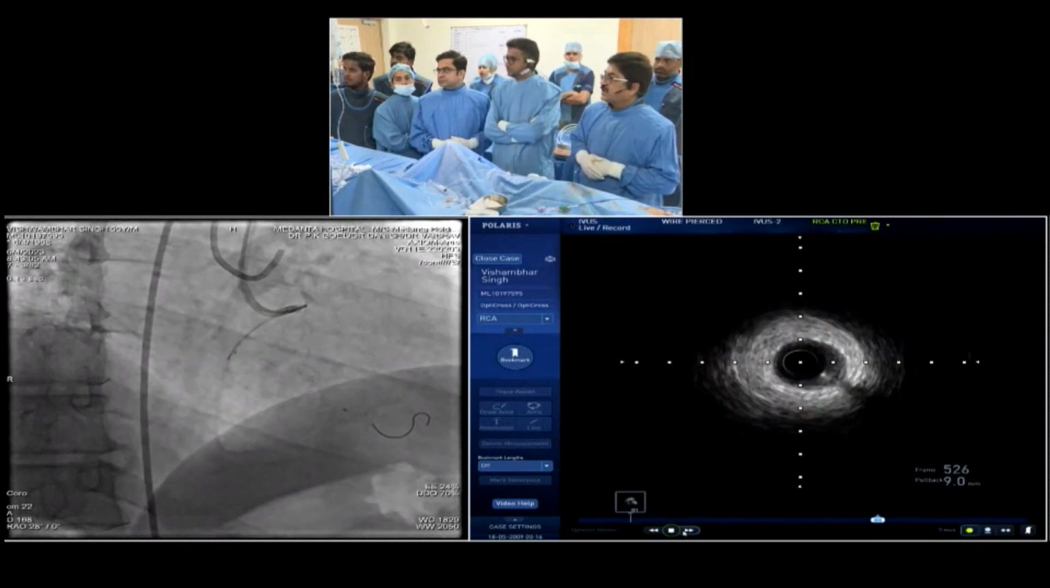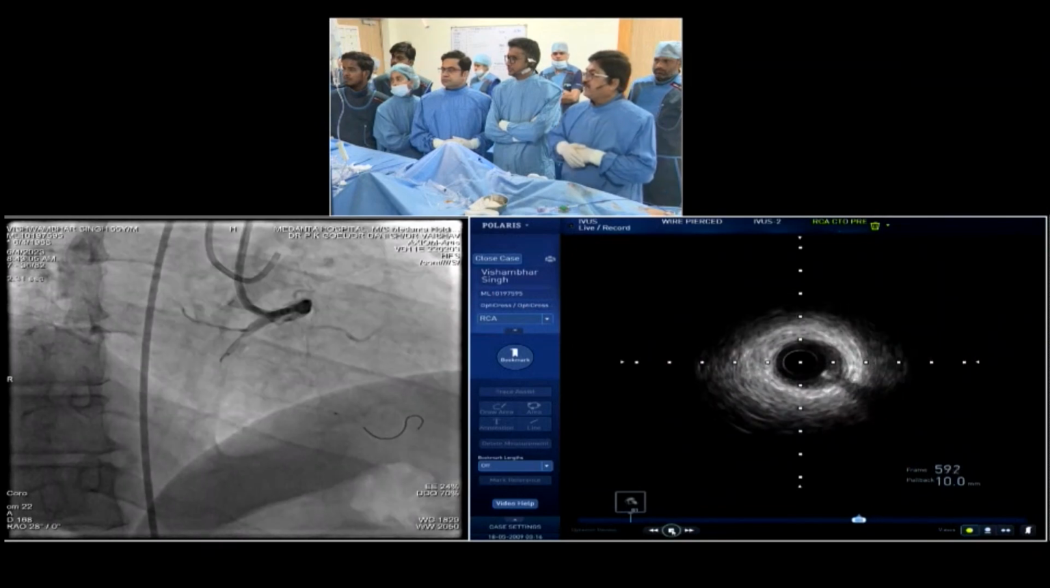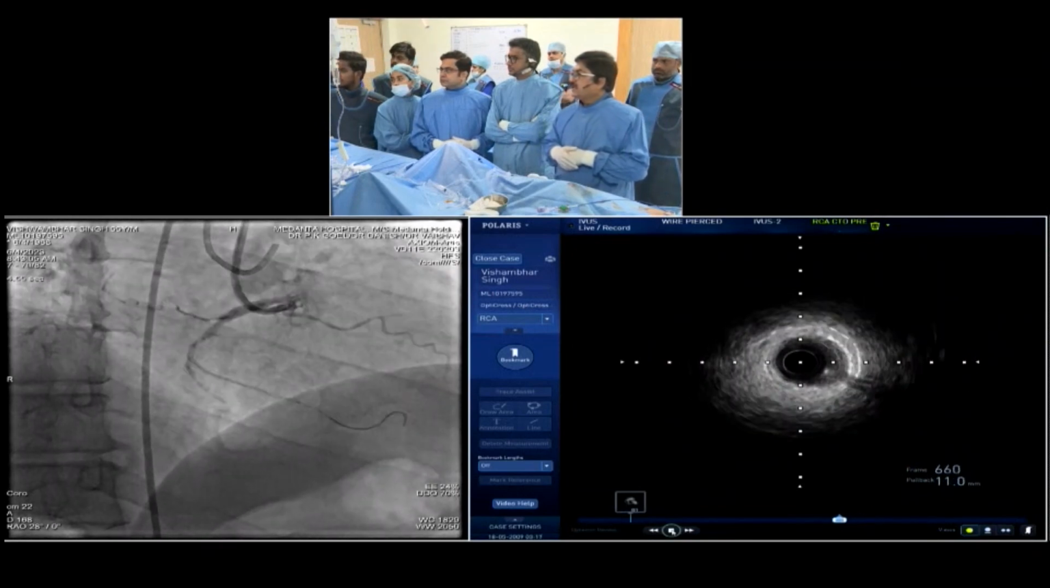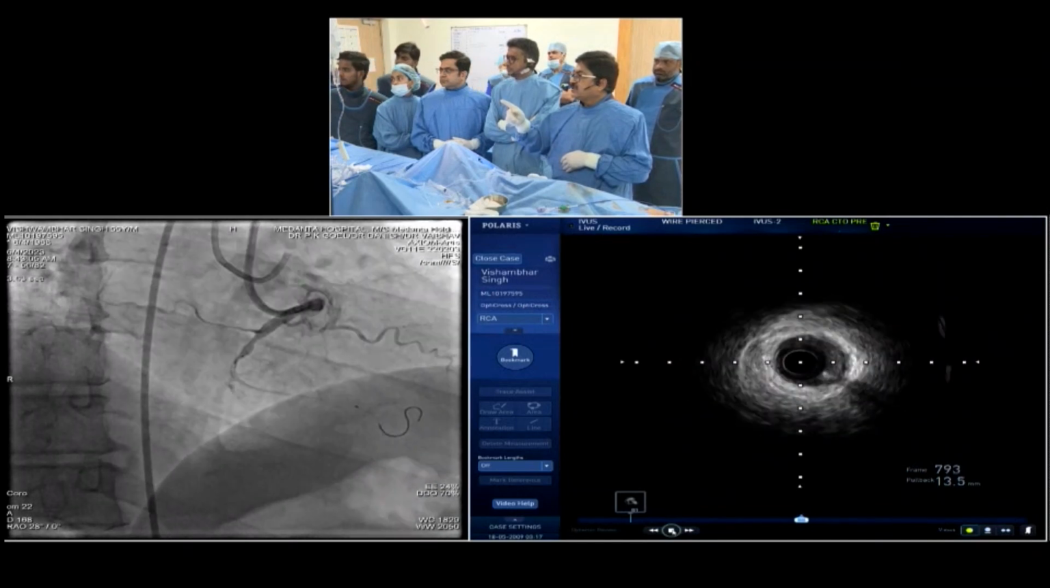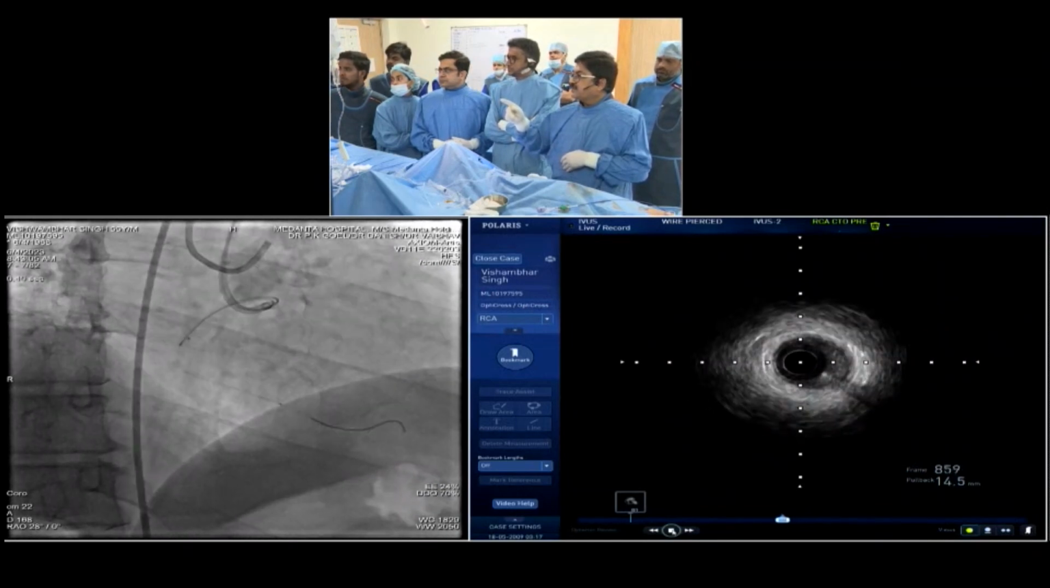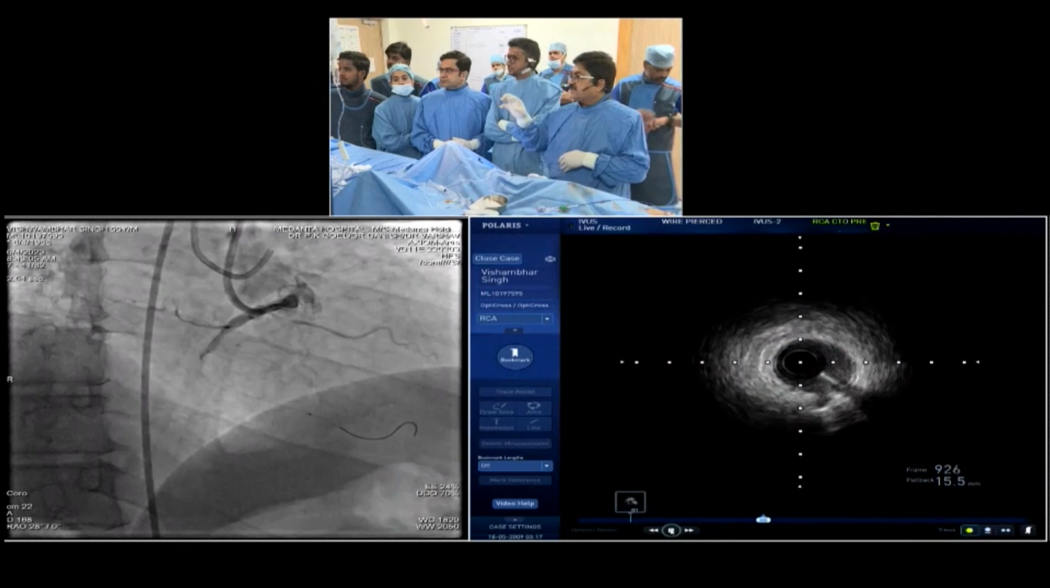So that's the withdrawal coming up. Keep moving forward. This is the first run. So now this is the diagnostic, and now you will see the RCA coming.